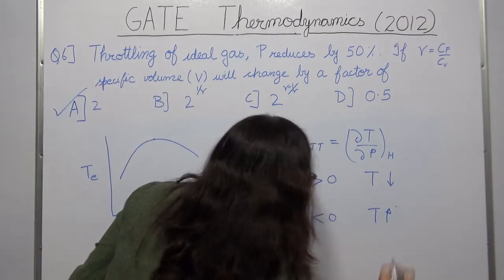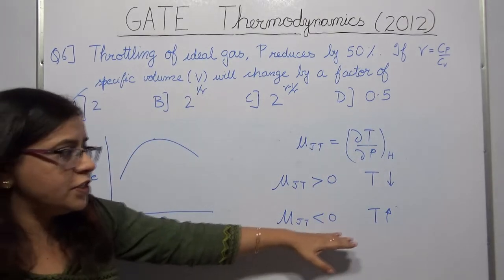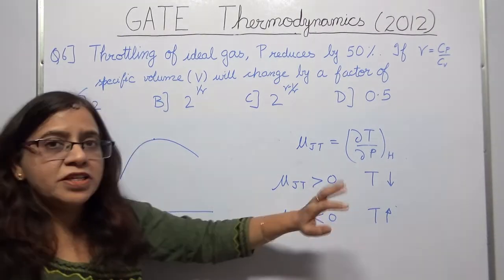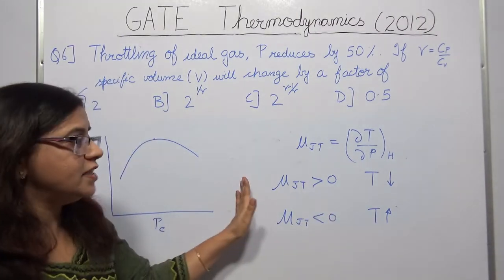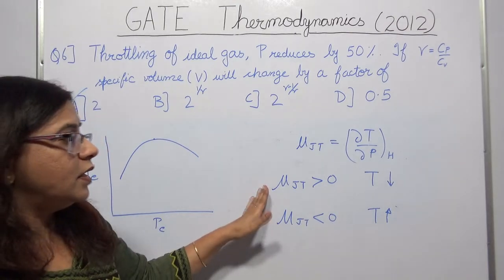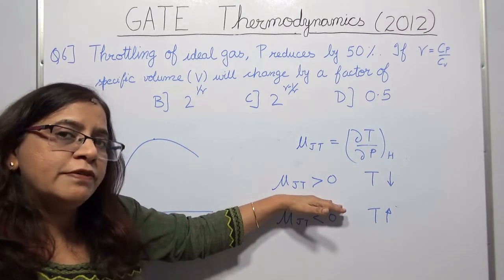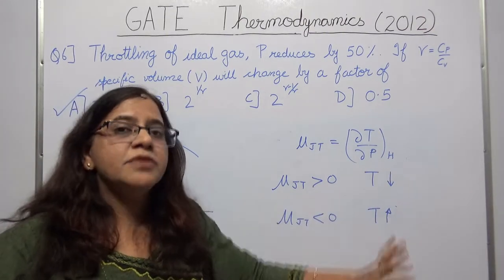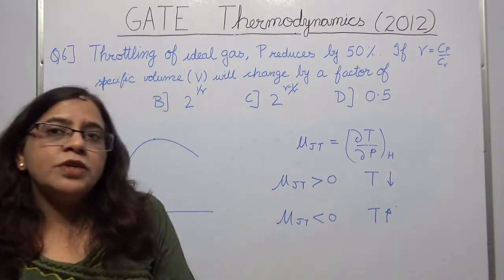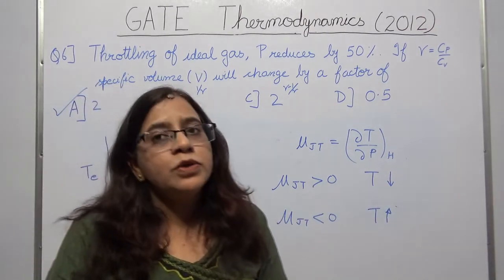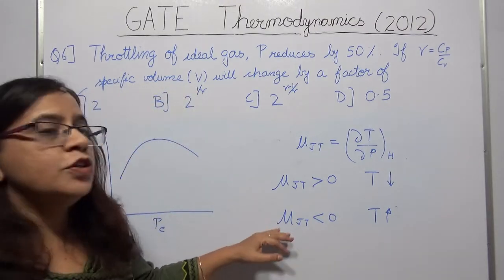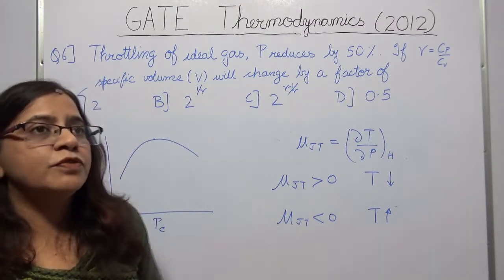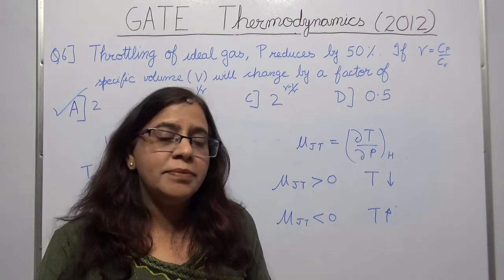So if any gas has a Joule-Thomson coefficient which is less than 0, then on throttling its temperature will increase. Most of the gases usually show a Joule-Thomson coefficient which is greater than 0 and a decrease in temperature on throttling. But some of the gases which have an inversion point at a temperature below the room temperature, in that case you do see that the temperature increases on throttling. This happens for hydrogen, helium and neon.